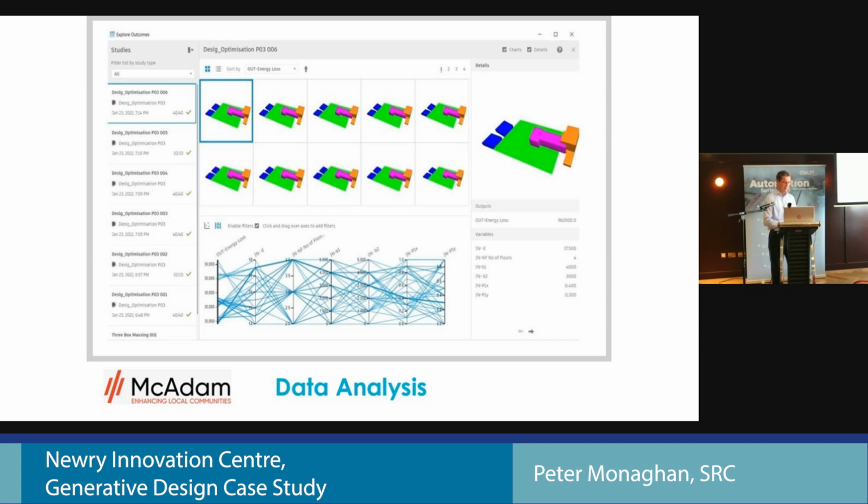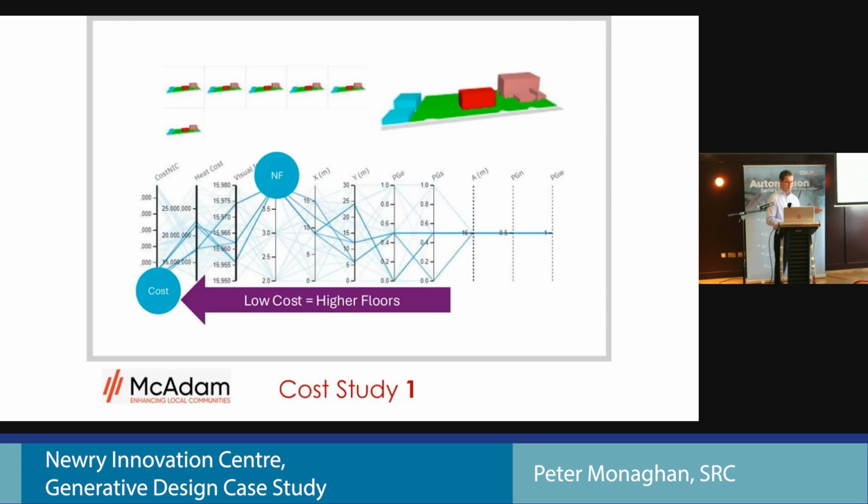And again, I know in 5 or 10 minutes it's difficult to explain all this, but the 2 dark lines on the left are your goals. So you can see the cost, which was the cost for the fabric only. It wasn't the cost for the internal walls, it was purely the cost of the fabric: the walls, the floor and the roof. Then you've got the heating cost, and again we didn't take into account cooling because we wanted to keep the test simple. And then we had the visual impact.